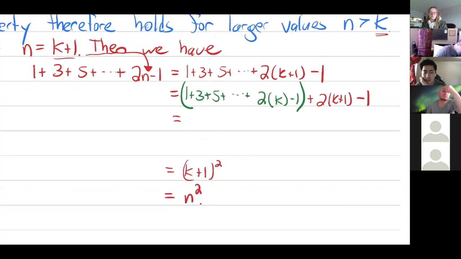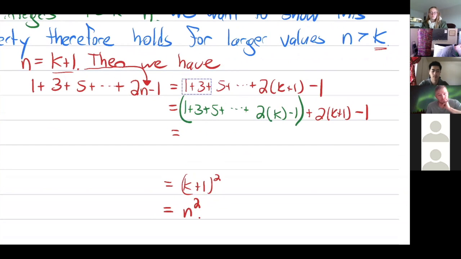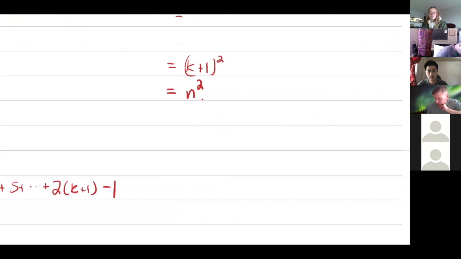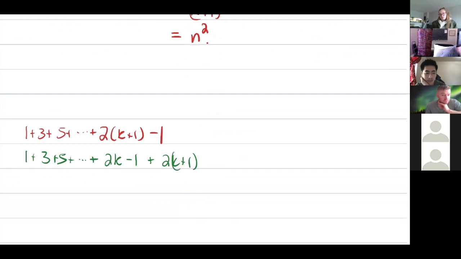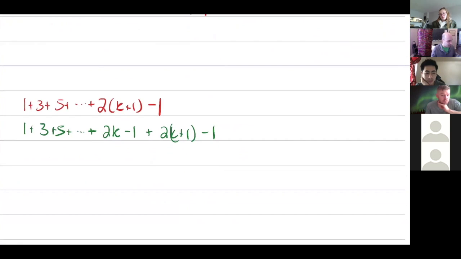If we have this expression, this means 1 plus 3 plus 5, right? Each of these terms in this sequence looks like 2 times an integer minus 1, and we're increasing the integer by 1 each time. So when n is equal to 1, we only have one thing.